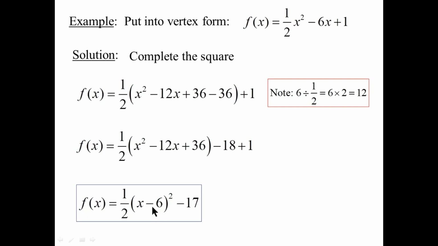We'll check our work by saying I've written a line. Let's check it. So squaring this binomial, the first term squared is x squared. Double the product is minus 12x. And then on the end, the positive of 6 squared is 36. And minus 18 plus 1 is minus 17. And we found the vertex once again.